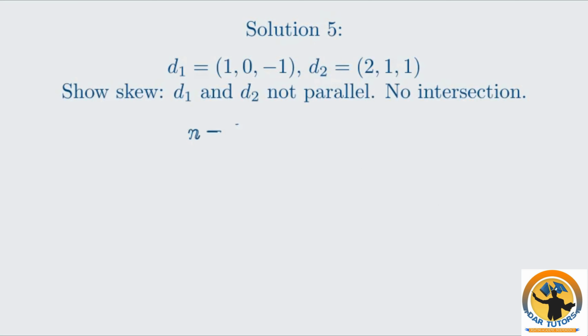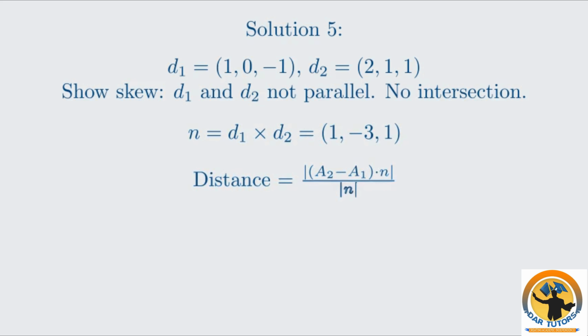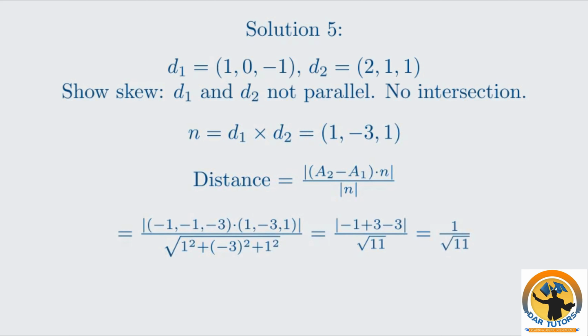For question 5, we first show the lines are skew. Then we find the common perpendicular vector by taking the cross product of their direction vectors. The shortest distance is the absolute value of the dot product of a vector connecting the two lines with the unit common perpendicular vector. The distance is 3 divided by the square root of 14.